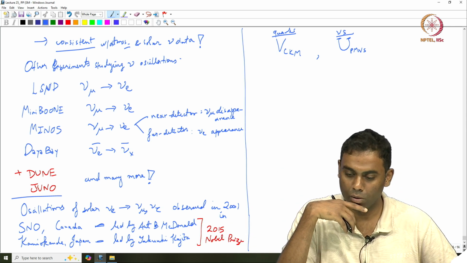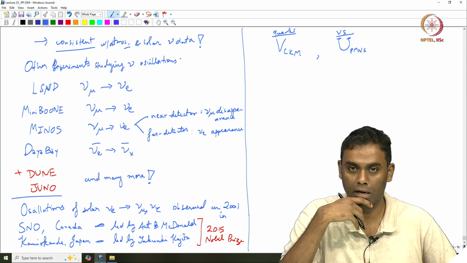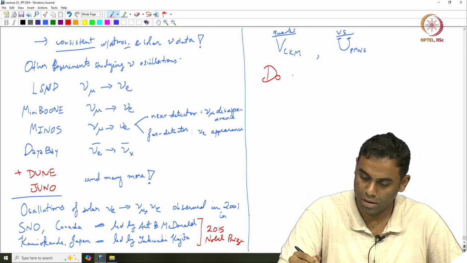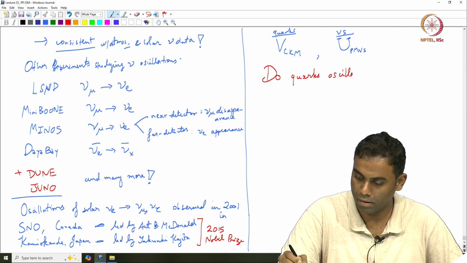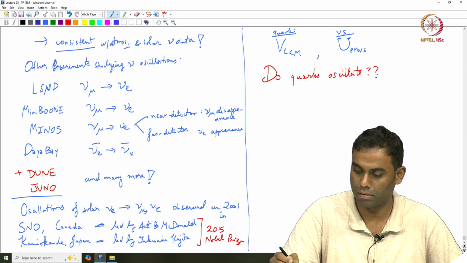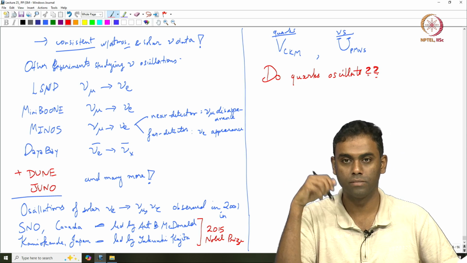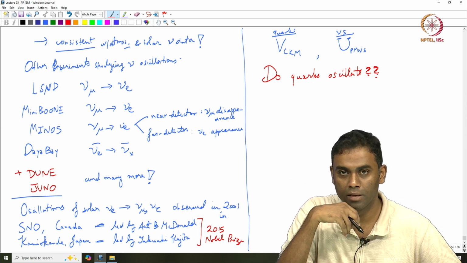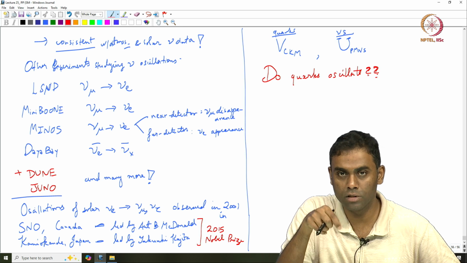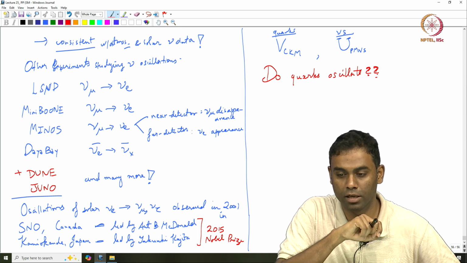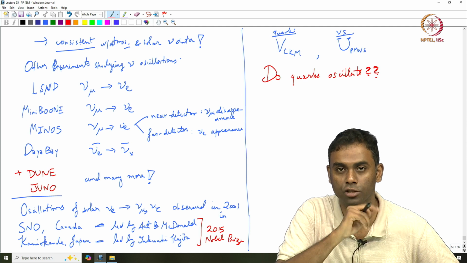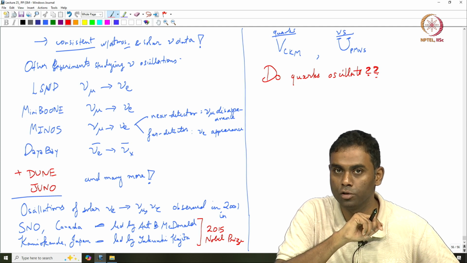So, one reverse question can now be asked: do quarks oscillate? We just saw neutrinos oscillating. What is oscillation? Mass induced flavor change, correct. So, through propagation the flavor composition changes. Why can't this happen to quarks?